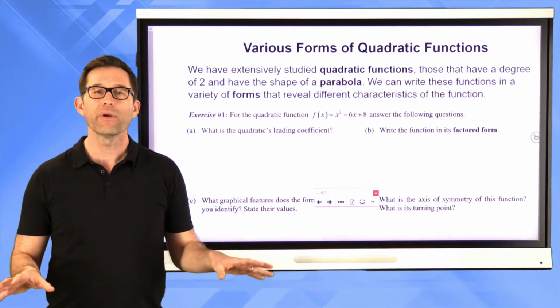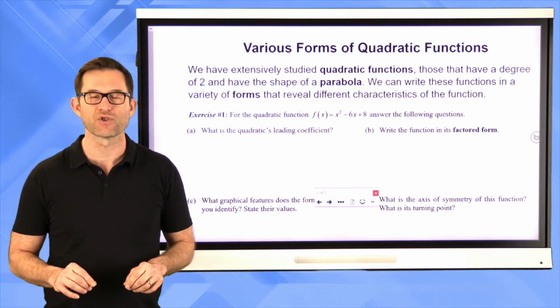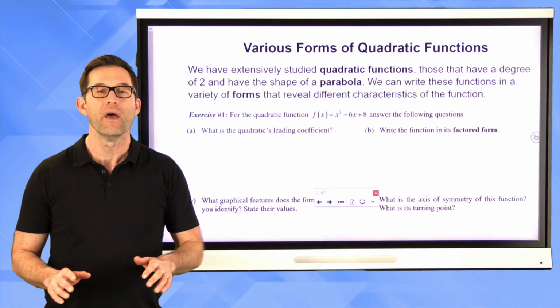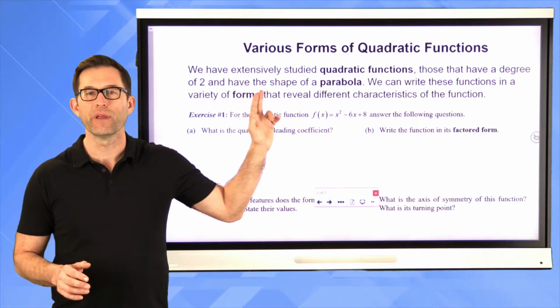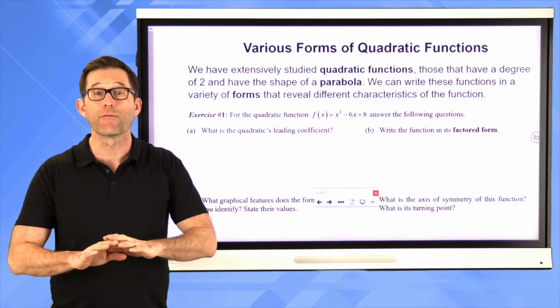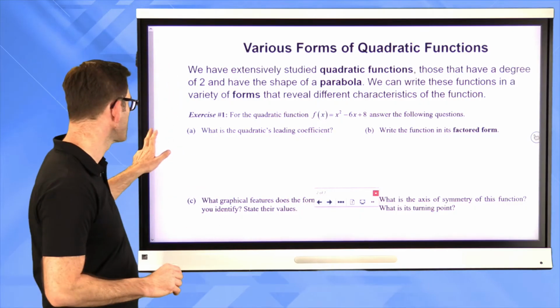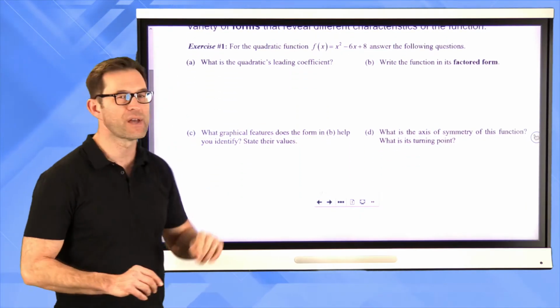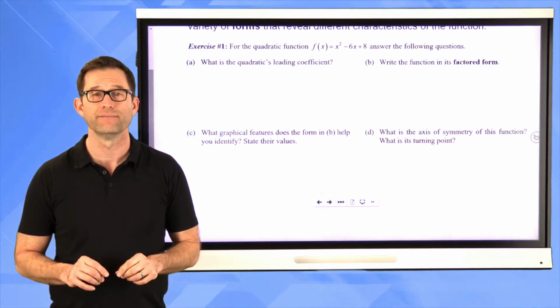Now, various forms of quadratic functions. We have extensively studied quadratic functions, especially back in Unit 8. Those that have a degree of 2 and have the shape of a parabola. We can write these functions in a variety of forms that reveal different characteristics about the function. So let's take a look at exercise 1 and talk about a couple different forms of a quadratic function.